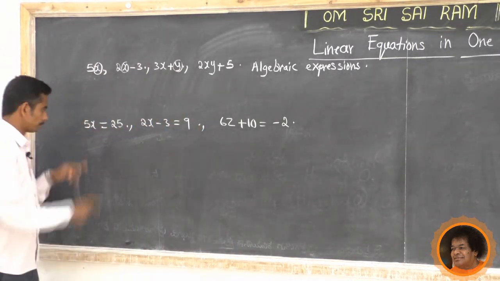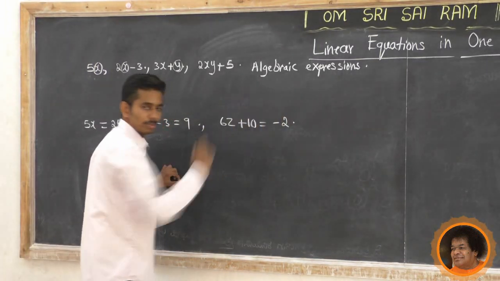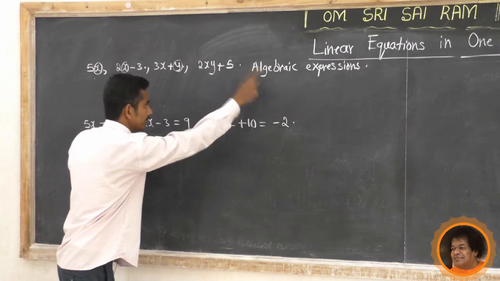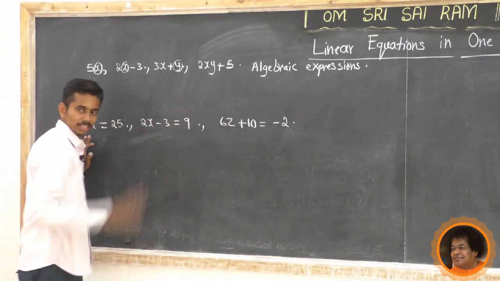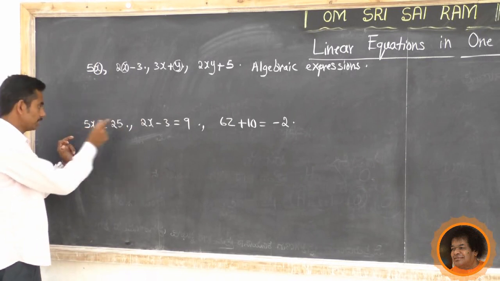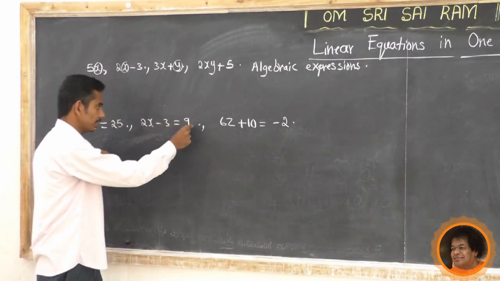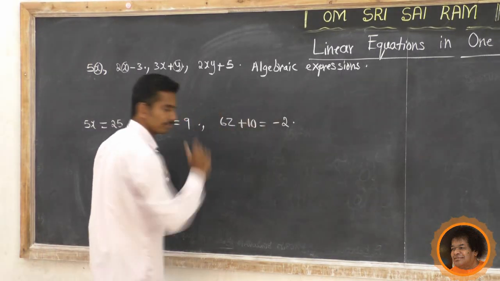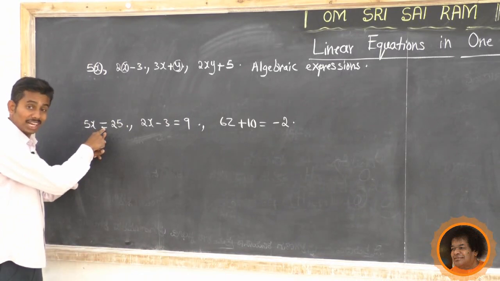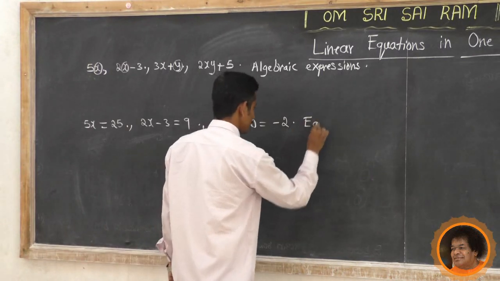Now, look at the examples. 5x equal to 25, 2x minus 3 equal to 9, 6z plus 10 equal to minus 2. Is there any difference between these? I already told you this is an algebraic expression. What about this one? 5x equal to 25. 5x is an algebraic expression, 25 is also an algebraic expression. 2x minus 3 is an algebraic expression, 9 is also an algebraic expression. But in between two algebraic expressions there is an equal sign or equality sign. So these are called equations.